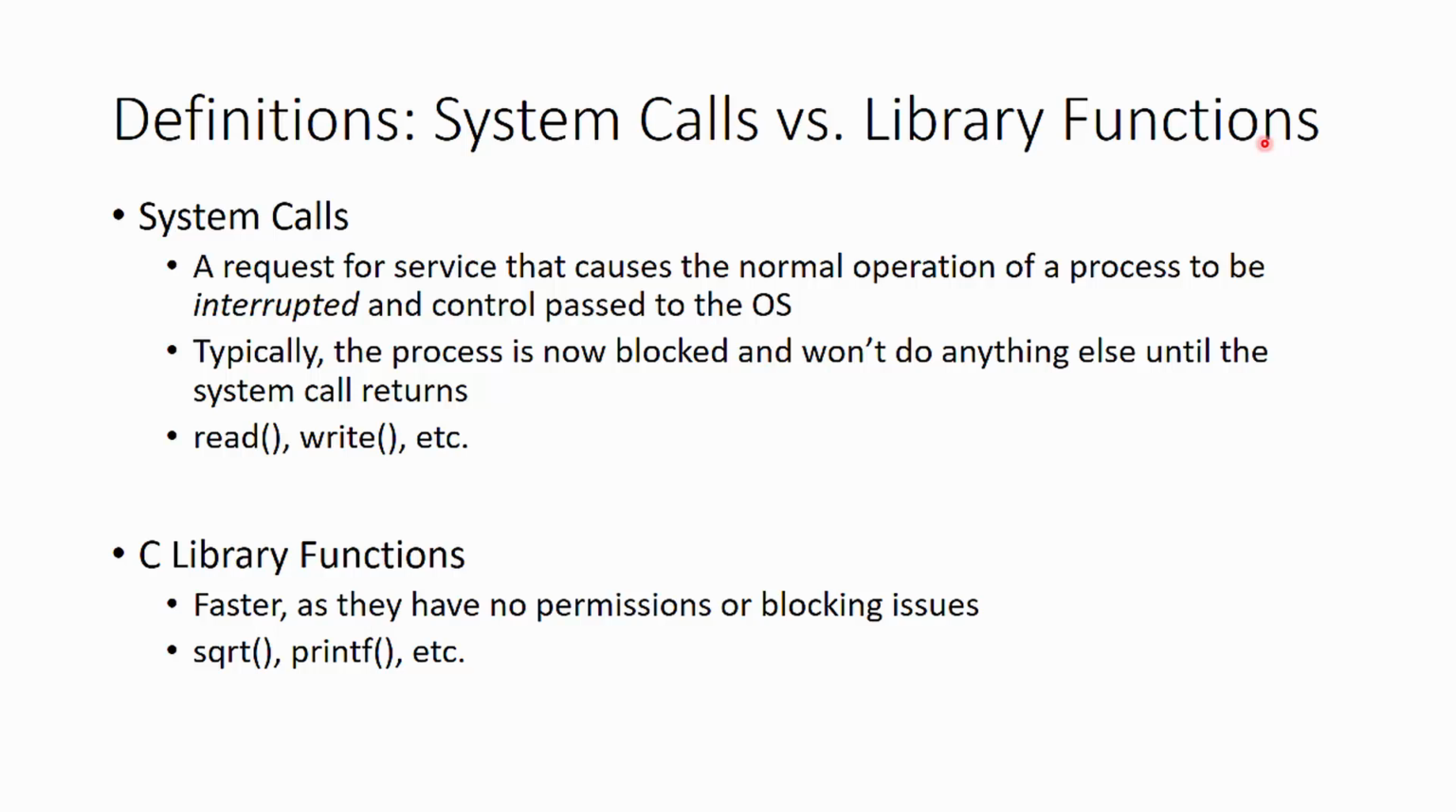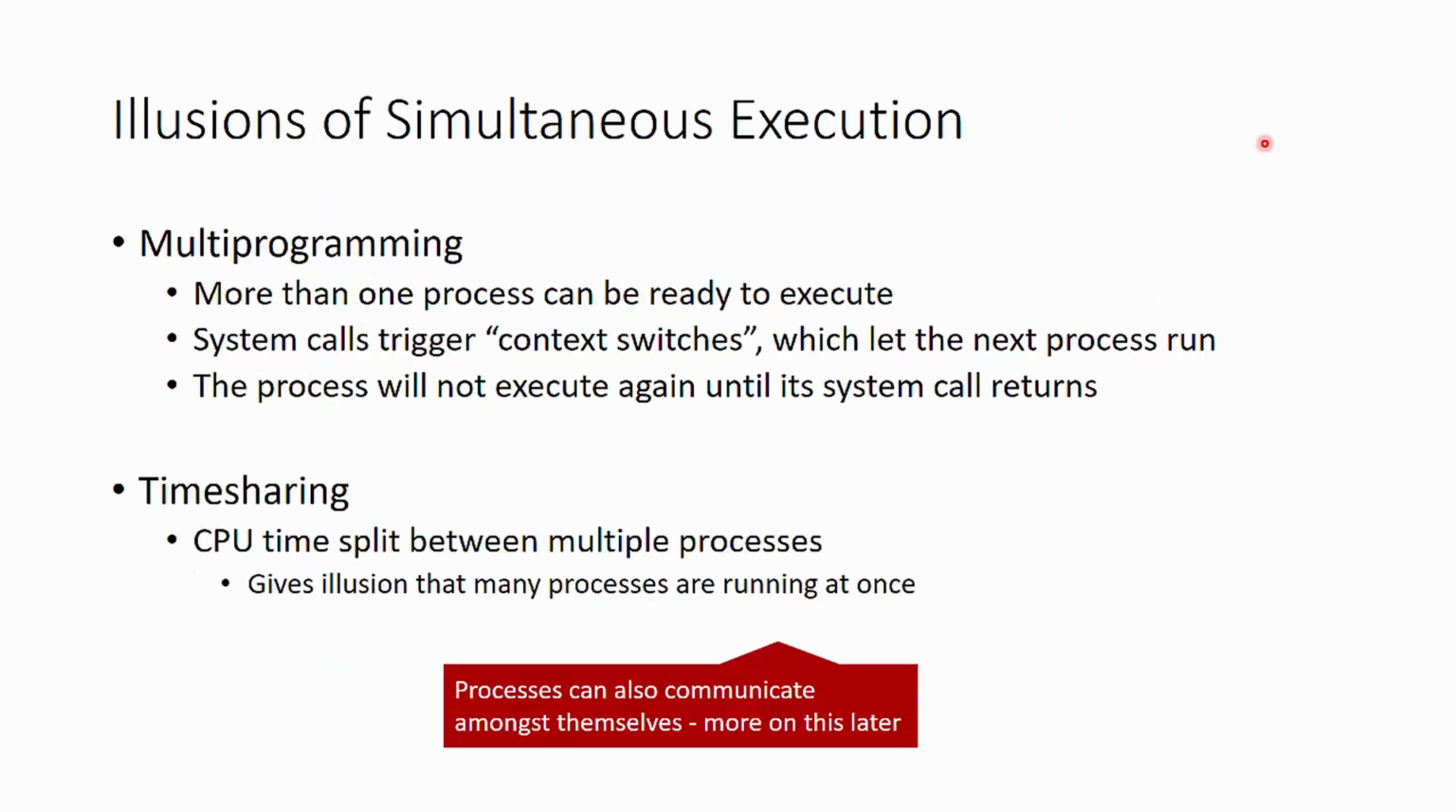So typical cases would be read or write, where the process is saying, hey, I got to get data off the hard drive, or I need to write data to this DVD player or something. I have to go do something. And that's not something the process can control, so the process blocks and the operating system takes over. A C library function, on the other hand, doesn't have permissions issues. It won't block. These are things like get the square root of something, or print out data in a formatted manner. So two different types of things that both look like functions in terms of C.